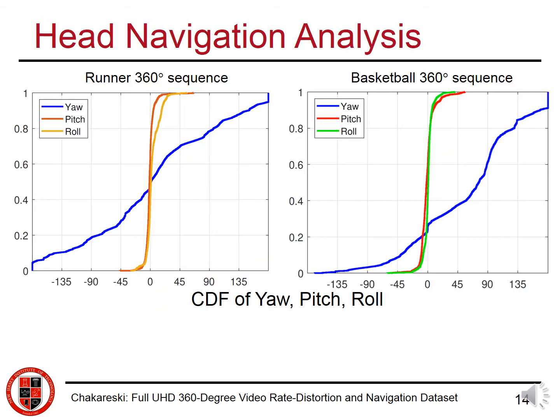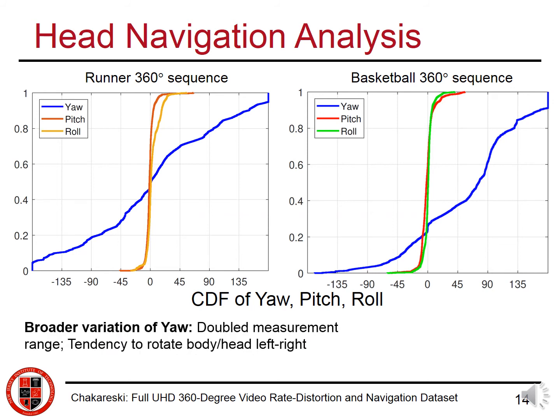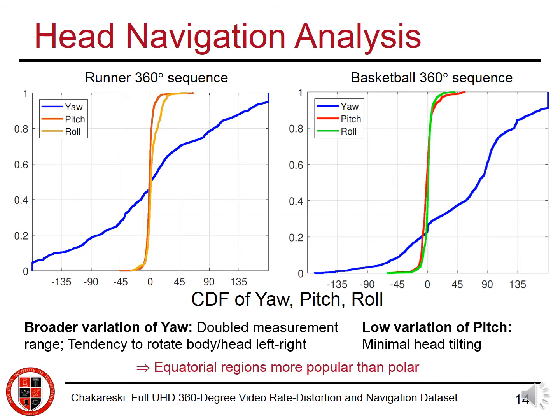We carry out a brief head navigation analysis here. We examine the CDF of yaw, pitch and roll for 2 representative sequences. We can observe that yaw has a broader variation, and that is due first to the doubled measurement range used to capture this rotation angle. However, that is also due to our natural tendency to navigate by rotating our body and head left to right. On the other hand, we observe a very low variation of pitch, meaning that the users exhibit only minimal head tilting up and down. So these 2 last characteristics lead to the observation that equatorial regions are much more popular to navigate for the users than polar regions of the content.